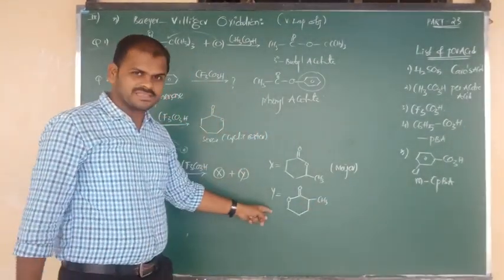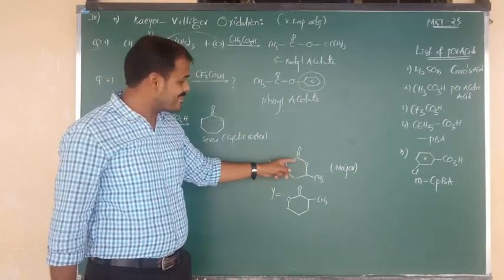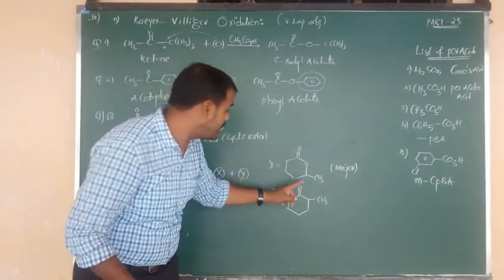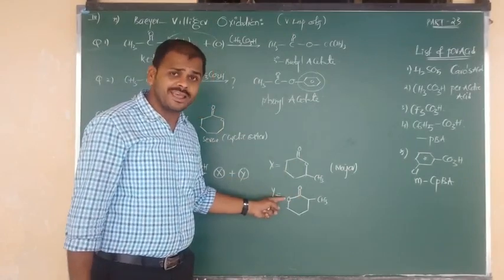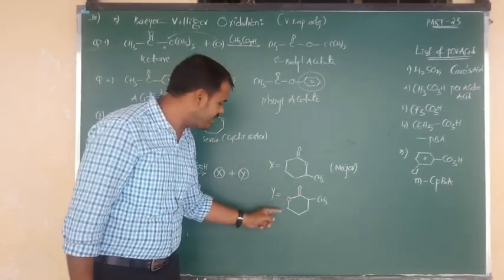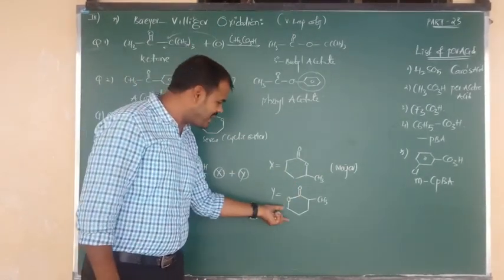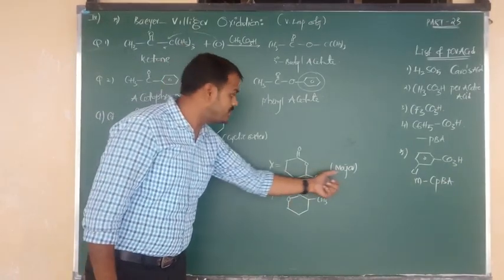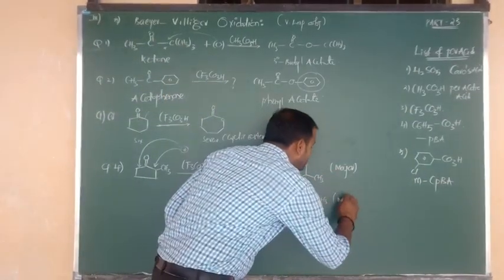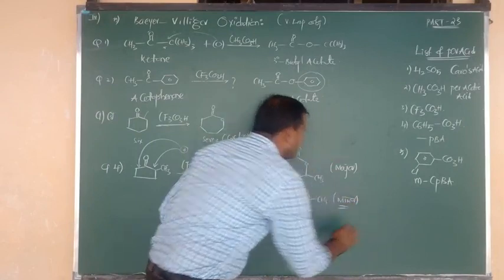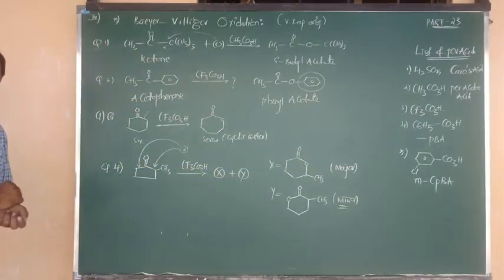But you see these two products. In one, oxygen insertion is between the carbonyl carbon and the larger alkyl group. In the other, oxygen insertion takes place between the carbonyl carbon and the smaller alkyl group. This is the simple alkyl group, this is the larger alkyl group. So this is the major product, and the second one is the minor product. I hope you understand the story clearly.